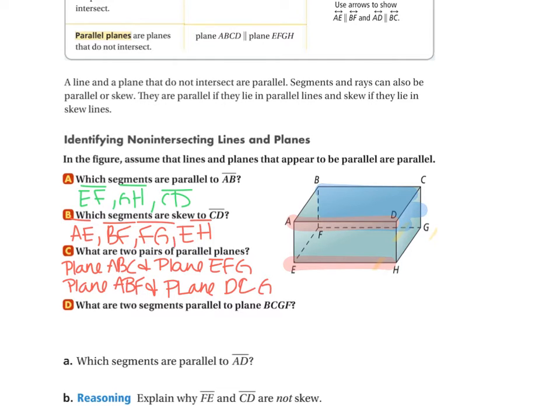So that would be segment AD. Actually, I take that back. You could also have AE and DH. They're also parallel. So there's four of them: segment AD, DH, HE, and AE.